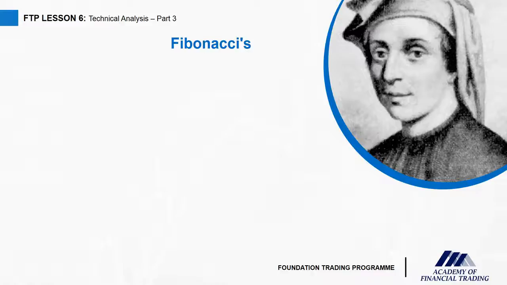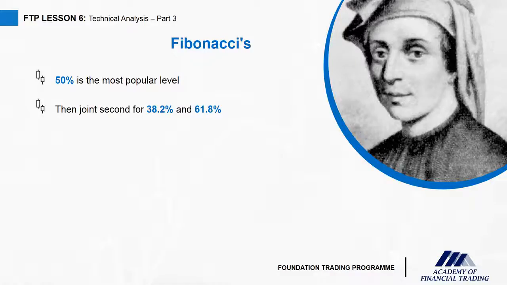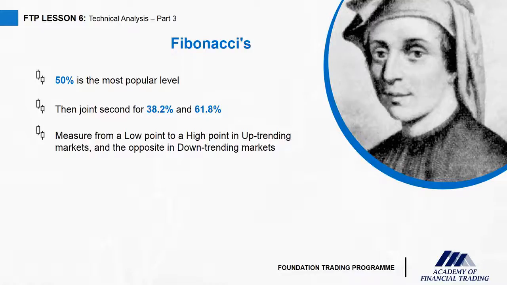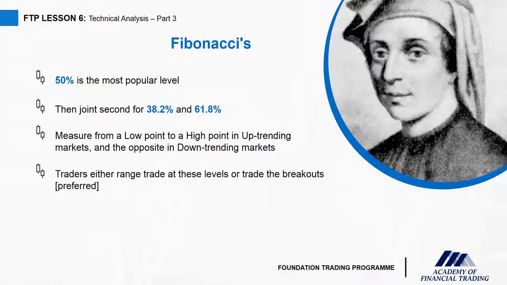Now, the Fibonacci levels that are used within trading: 50% is the most popular level. And then after that, you have 38.2% and 61.8%. And these are measured from a low point to a high point in uptrending markets and the opposite in downtrending markets. All right, I'll explain that a little bit more as we look into it now because I'm going to bring up some examples.